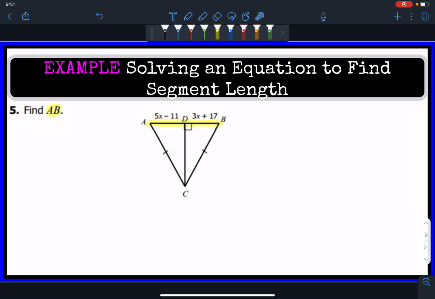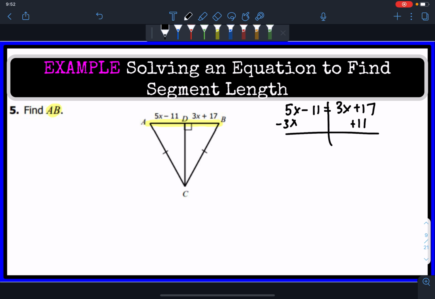As you see right here, we have this 90-degree angle, so it's perpendicular, and since these two sides are equal, that means that this is also going to be a bisector. So CD is a bisector, so it's making these two sides congruent. So 5x minus 11 will equal 3x plus 17. So letters to the left, numbers to the right. 2x is equal to 28. Divide by 2. X is equal to 14.